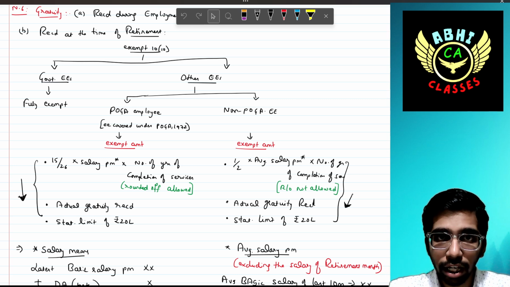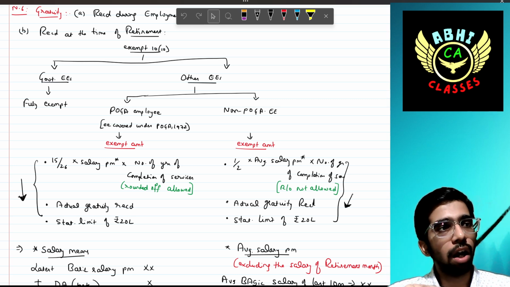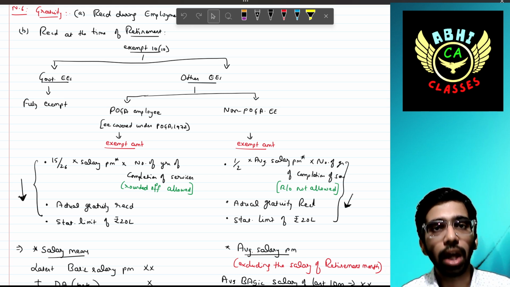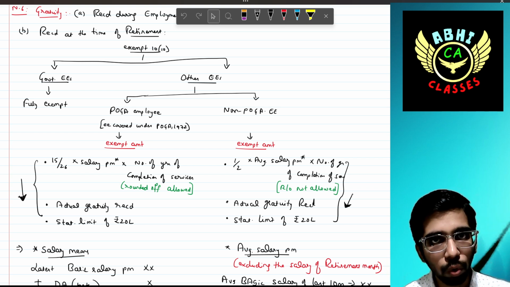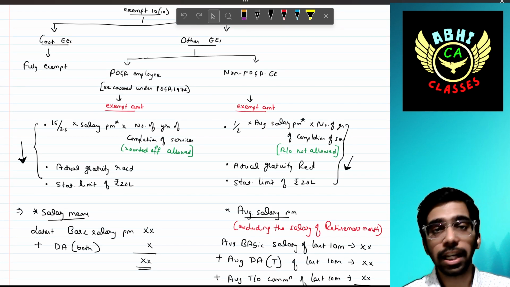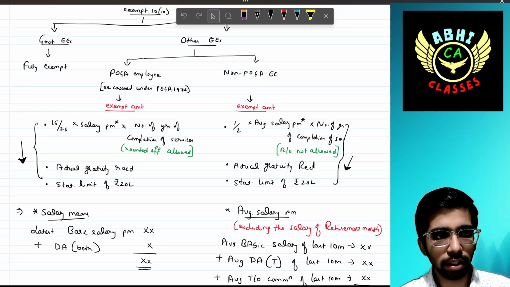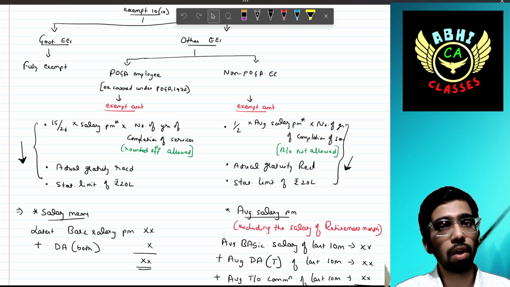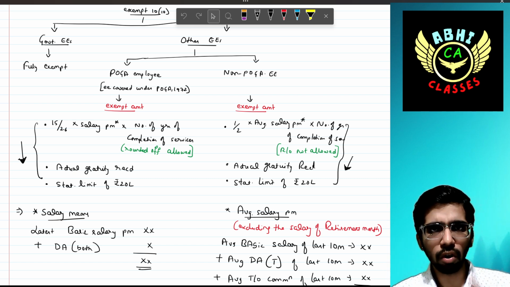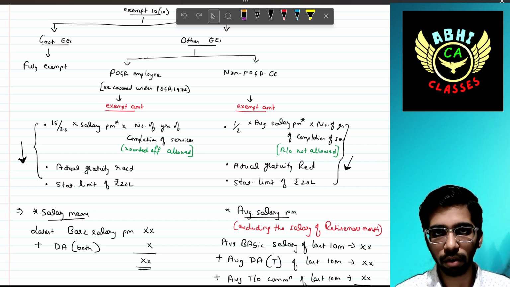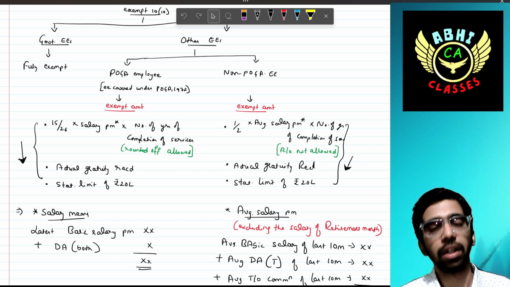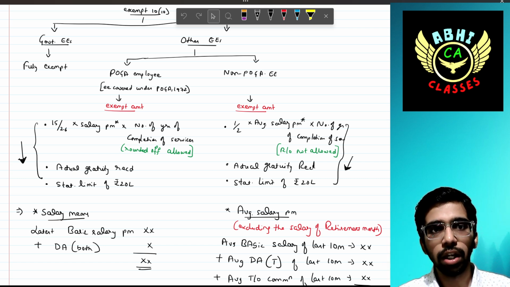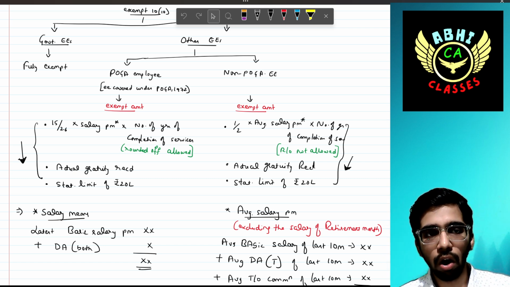For other employees, there will again be 2 classifications. First one, if that employee is covered under POGA. POGA means Payment of Gratuity Act, 1972. Then the exemption will be as follows. Exempt portion: 15 divided by 26 into salary per month into number of years of completion of services. Let's say, for example, 32 years. Round off is allowed. Round off means if an employee other than a government employee served in an organization for 32 years and 7 months, then we should take it as 33 years. So 15 by 26 into salary per month into number of years of completion of services, 33 years in this case. Or actual gratuity received, or statutory limit 20 lakh, whichever is less.